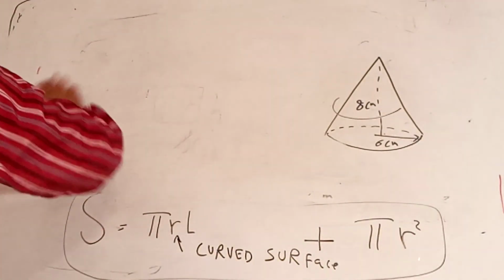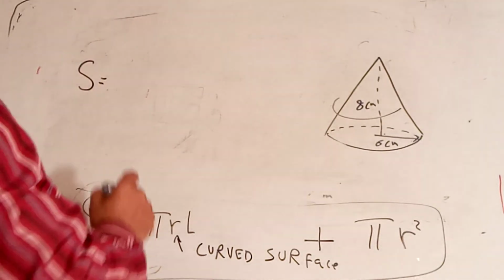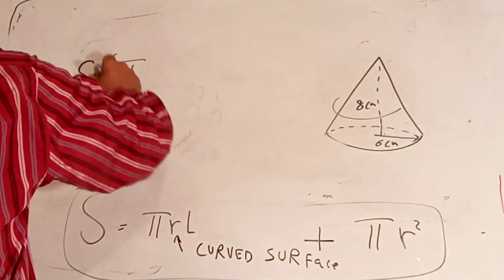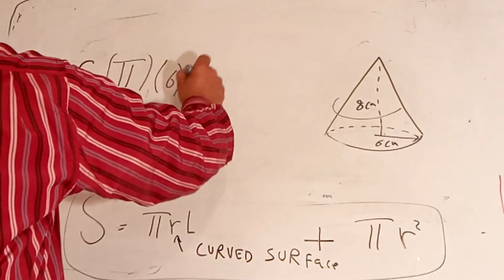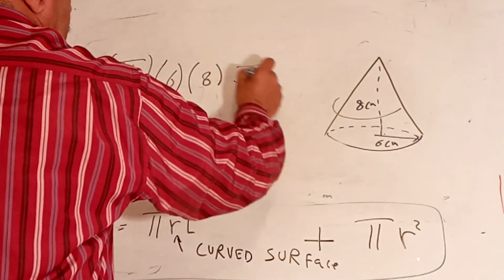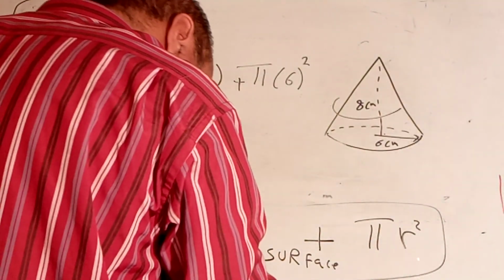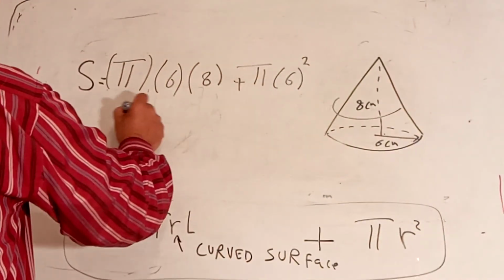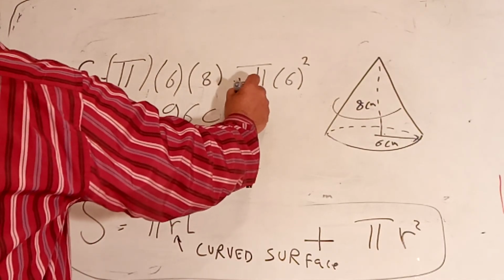So S equals pi r L, leave it as pi, r is 6 and L is 10, plus pi r squared, pi times 6 squared. That will be 96 centimeter square.